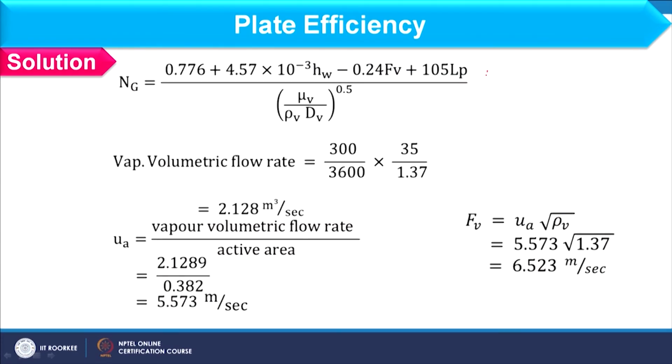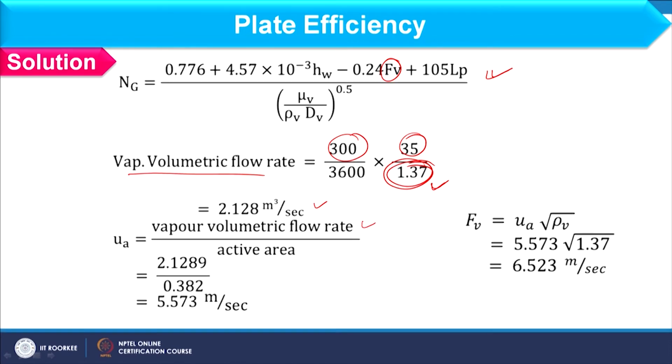And we have the expression of NG, where FV I need to calculate further. Okay. For this I need vapor volumetric flow. So, 300 is the molar flow given to us, 35 is the molecular weight, and considering other parameters, you can find out vapor volumetric flow as 2.128 meter cube per second. This is basically the density of the vapor, right.